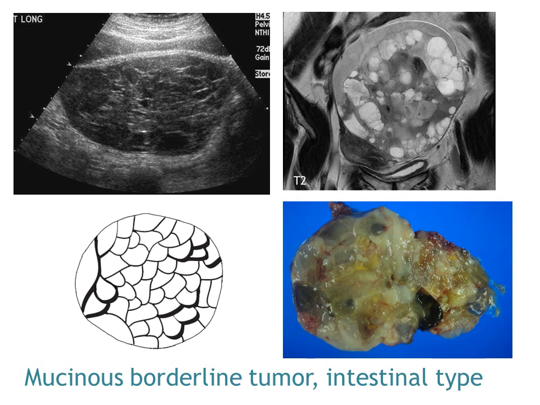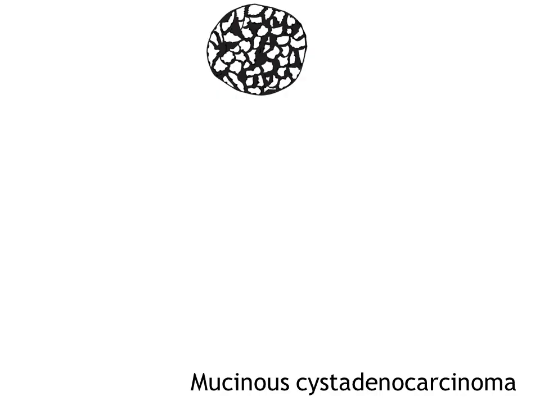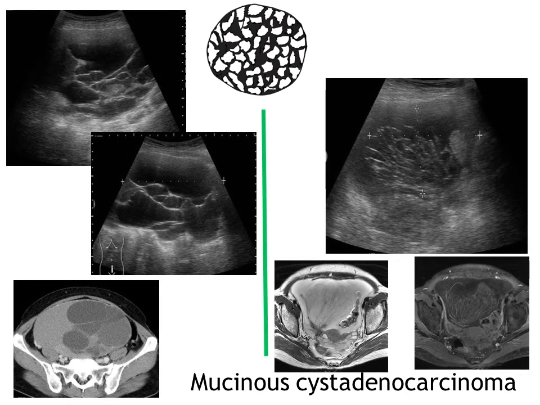This is another case of mucinous borderline tumor, intestinal type, and this is a gross specimen. This is a pattern of malignant mucinous tumors, mucinous cystadenocarcinomas, and these are two different cases showing complex septa and solid nodular portions.